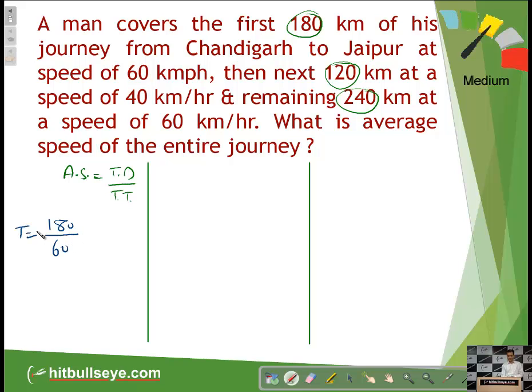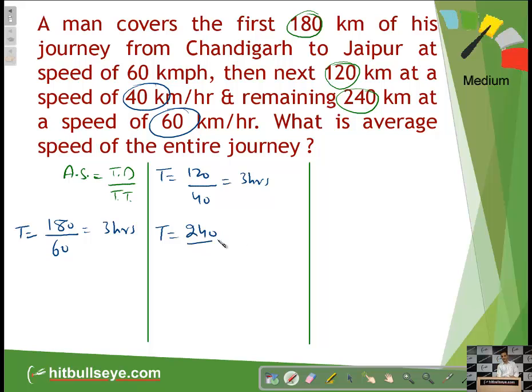So what will be time? Distance by speed will be the time. It will be 3 hours. In second case, what is distance? 120 is given. So what will be time? Distance 120 divided by speed 40. It will be again 3 hours. In third case, what will be distance given? 240, and with 240 the speed is 60. So 240 by 60 it will be 4 hours.